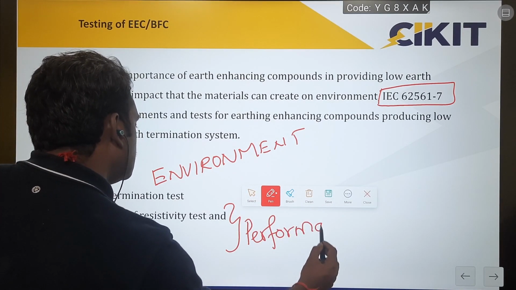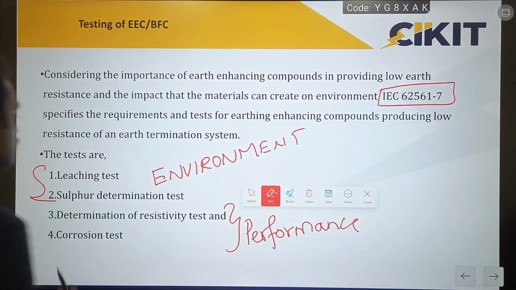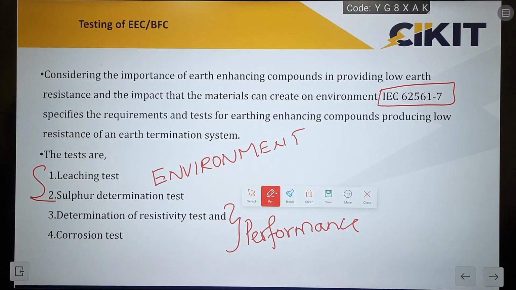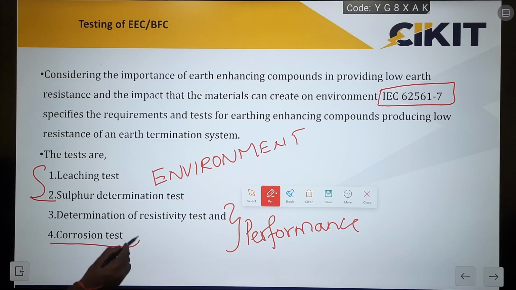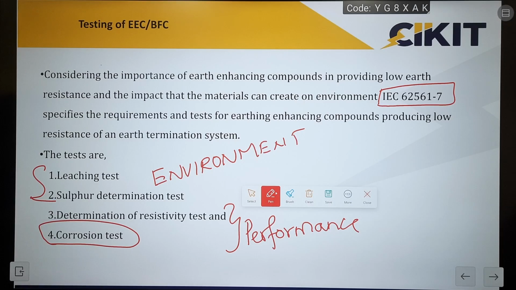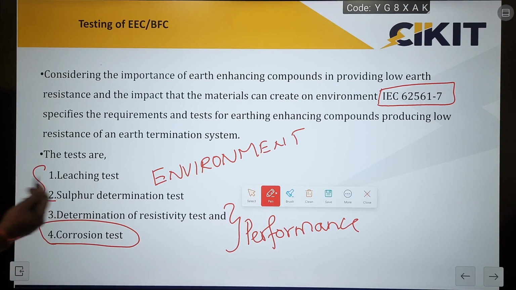The third test is the determination of resistivity. It should provide low resistivity, and at the same time it should not corrode the electrode. So the third and fourth are related to performance, whereas the first and second are related to the environment. These are the tests that have to be performed for earth enhancing compound.